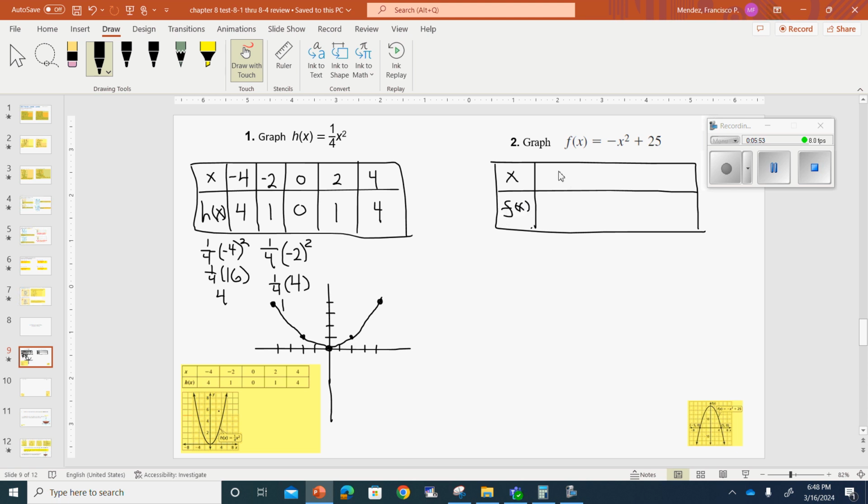All right, let's go with -2 first, because we have a whole number in front of our x, or actually a negative whole number, right, a negative integer. So if I do -2, that means first off, I'm going to have -2 squared plus 25. Well, -2 squared is 4.